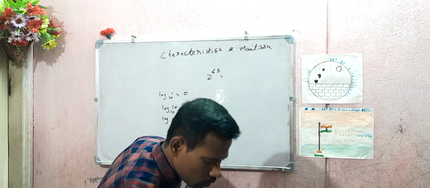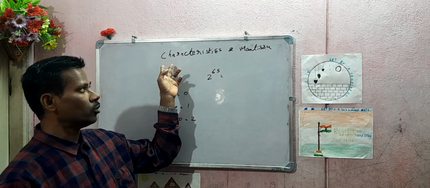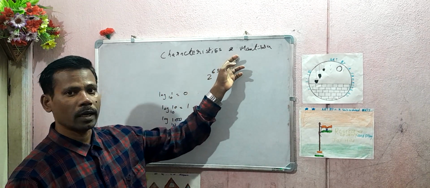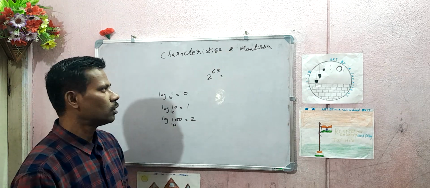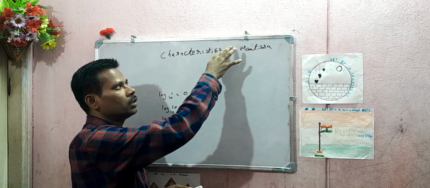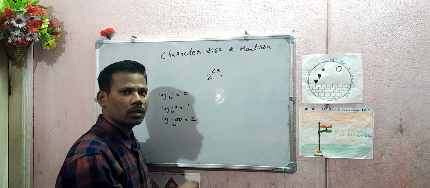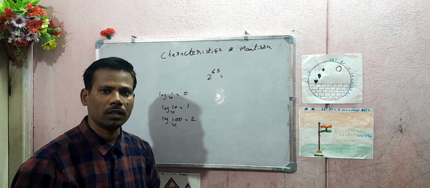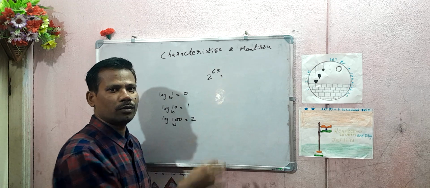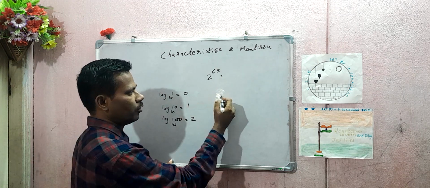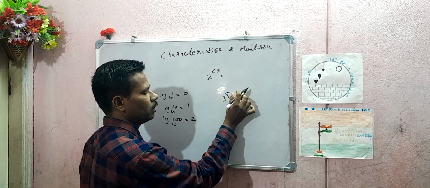Good morning, students. Today I am going to discuss characteristics and Mantissa in logarithms. What is the use of characteristics and Mantissa? Suppose you want to calculate 2 power 65, how many digits are there in that? Or, for example, 3 power 50.